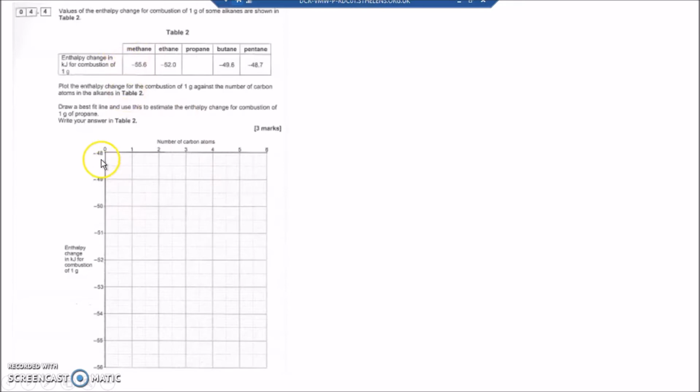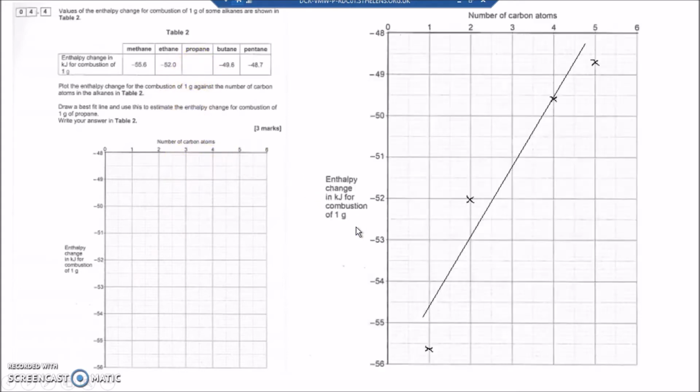Now we've got some values, the enthalpy change when you combust each of these alkanes, and we're missing a value for propane. We've got to plot this on a graph and then use the graph to work out the value for propane. If you plot the points and put a line through them, you might be tempted to draw a straight line of best fit. That's actually wrong. A line of best fit doesn't have to be a straight line. If you look, you get a better line of best fit by doing a curve.